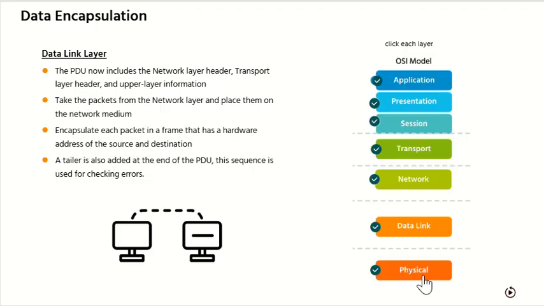A trailer is also added at the end of the PDU. This sequence is used for checking errors. The frame is sent to a network node if the destination computer is on a different network segment, before continuing to its destination.